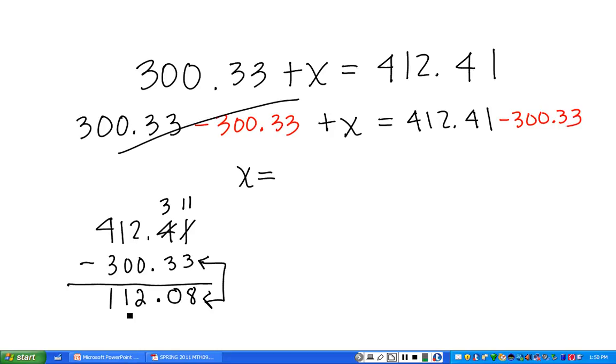I think we got it. So x equals 112.08, or 112 and 8 hundredths.